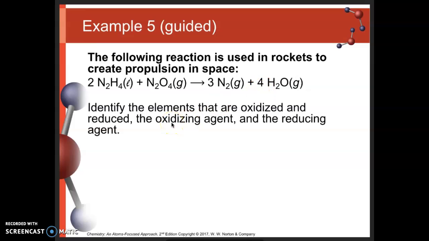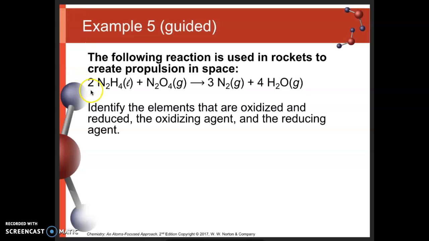Now the question here is simple. Identify what's oxidized and reduced. Identify the oxidizing agent and the reducing agent. Okay, so to do that, I need to identify oxidizing and reducing. I need to identify my oxidation numbers.